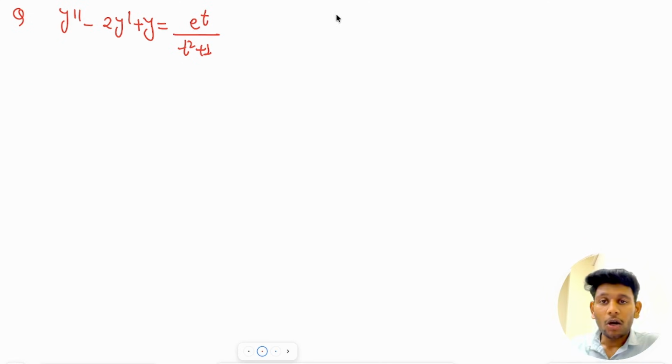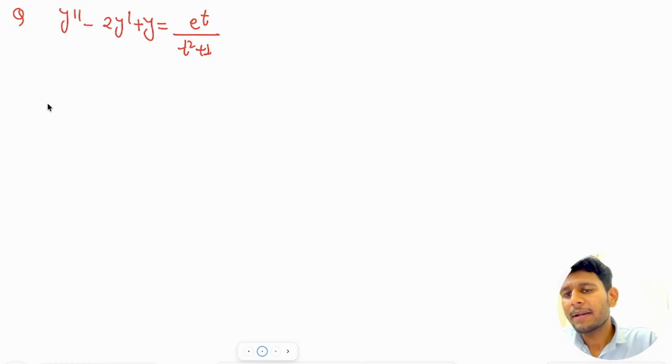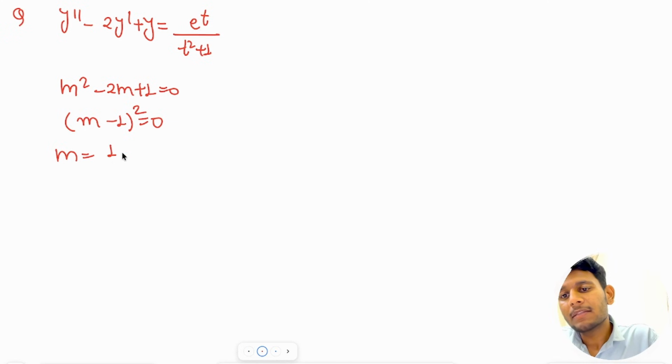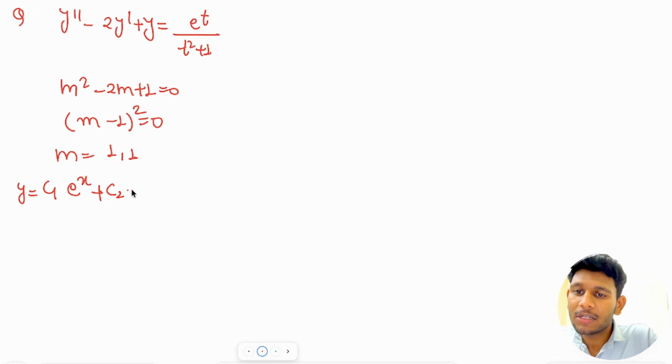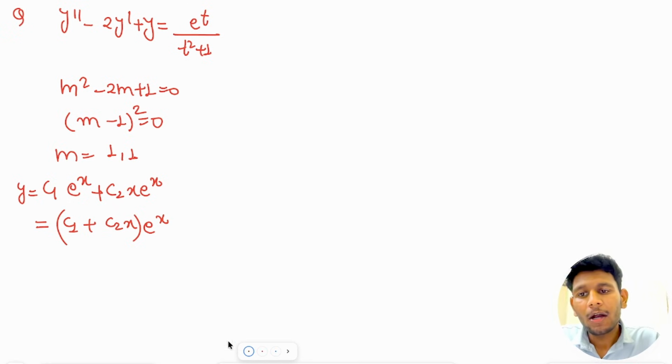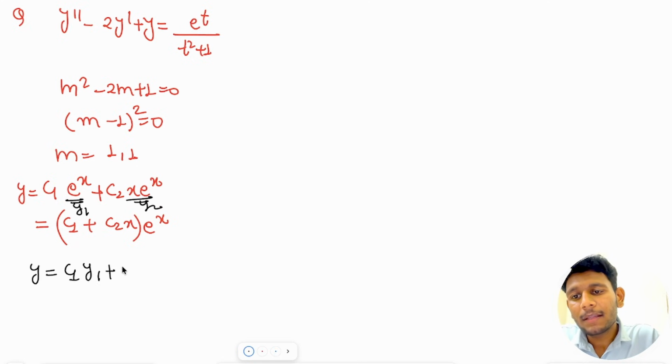Then what to do? How will you solve this question? Just find out the complementary function. So it is m square minus 2m plus 1 is equal to 0. That is nothing but m minus 1 whole square is equal to 0. So m is a repeated root, 1 and 1. So y is equal to c1 e to the power x plus c2 x e to the power x, which you can easily write as c1 plus c2 into x, e to the power x. That will be the repeated root. This is my y1, this is my y2, so I can simply write c1 y1 plus c2 y2. This is my complementary function.